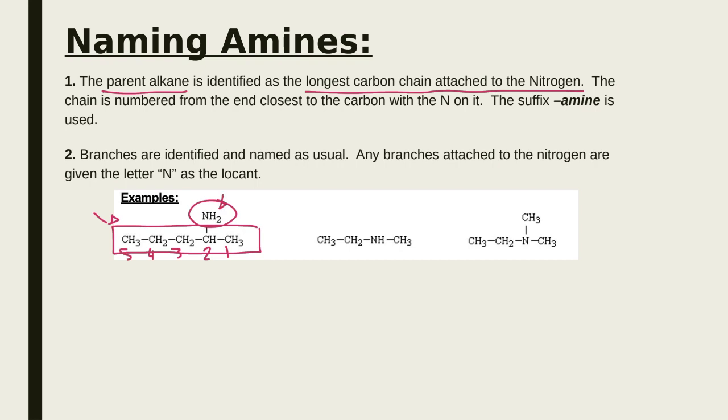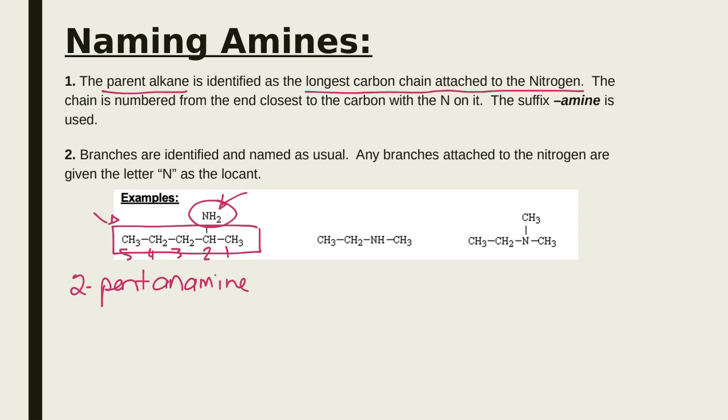There is nothing attached to the nitrogen, so there's no other R groups. So we're just going to say that the amine group is on carbon 2 of a pentane, and then we're going to add the suffix amine. So we would pronounce that 2-pentanamine.